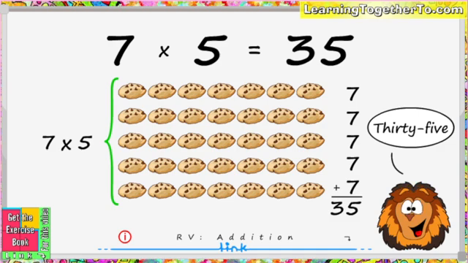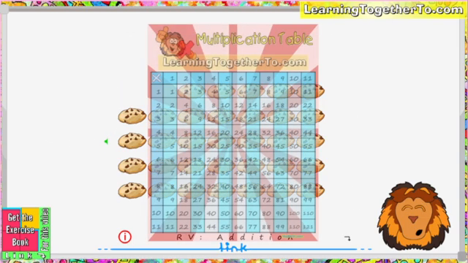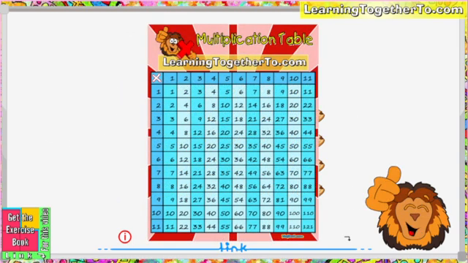35. Well done, Eric. Eric, if you have the exercise book, there's a multiplication table towards the end of it that you may like to use to help you learn to multiply. Let's try it again.